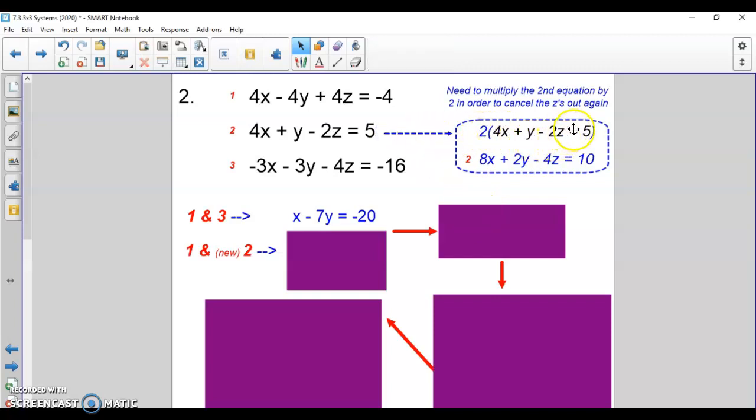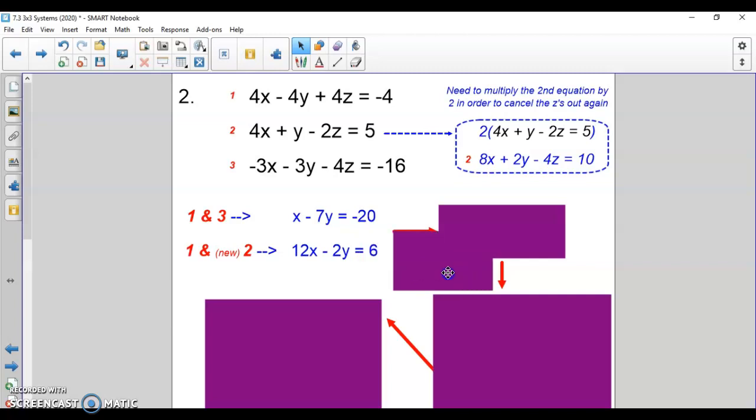I multiply the second equation by 2. This is my new second equation. Notice I put a new 2 there. I'm not going to renumber that because it's technically the same equation. So I add together this 2 with this 1. I get 12x minus 2y equals 6.